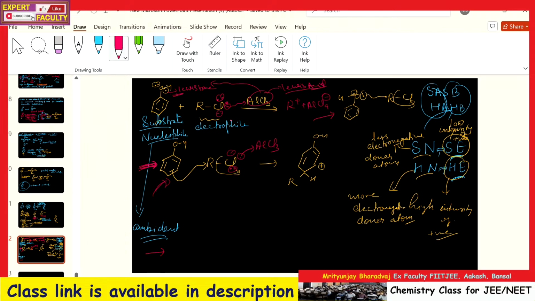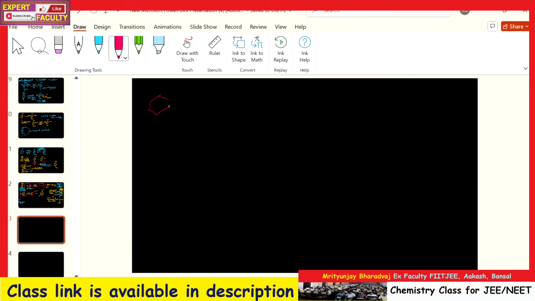When we write this reaction, we have already seen Friedel-Crafts alkylation, if you can remember. That time we took benzene with the alkyl halide. This is the reaction of a hydrocarbon. Have you seen this reaction in the class? RCl will react with AlCl3 and form AlCl4 minus, and this R plus will get attached.